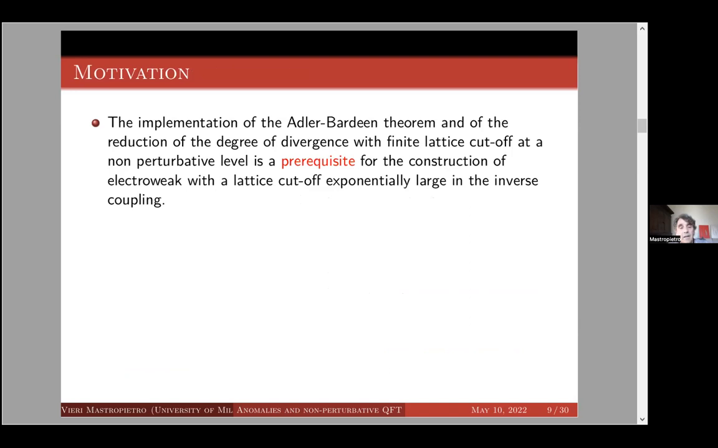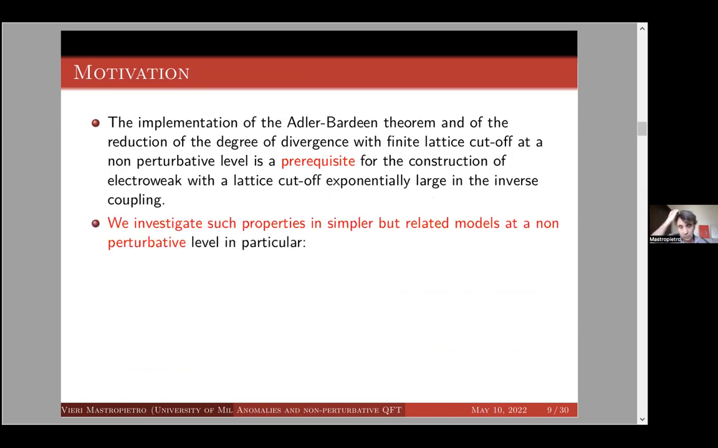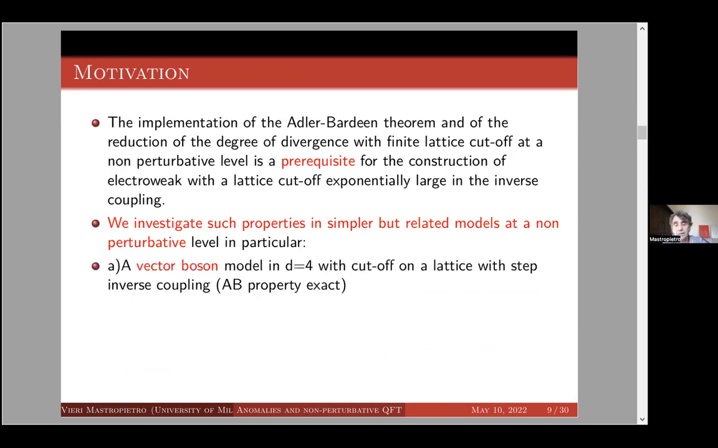So understanding this Adler-Bardeen theorem, this non-renormalization of the anomalies, and the reduction of the degree of divergences is a prerequisite for the possible construction of electroweak with the lattice exponentially large in the inverse coupling. So I cannot construct that, but I want to investigate such properties in simple but related models at the non-perturbative level. In particular, the models I will consider are three. The first one is a vector model in four dimensions with a cutoff with step of the order of the inverse coupling. So it corresponds to the inverse of the W mass, for instance, so not so big, but for this kind of model, you can give a non-perturbative construction.